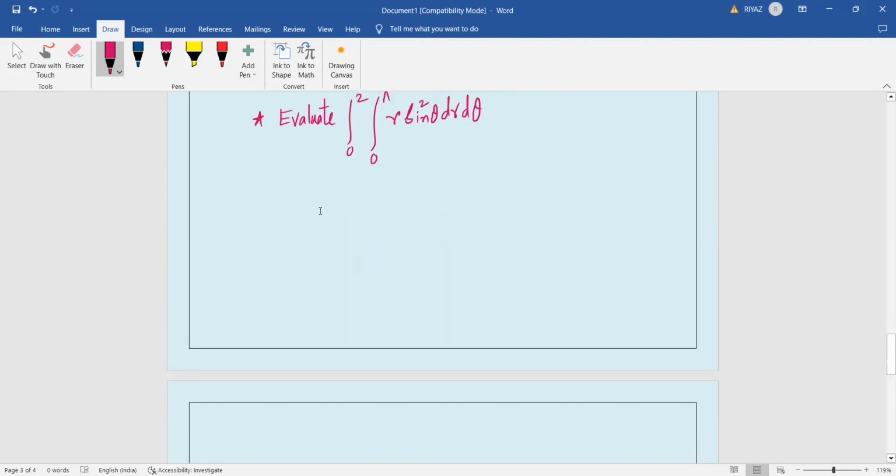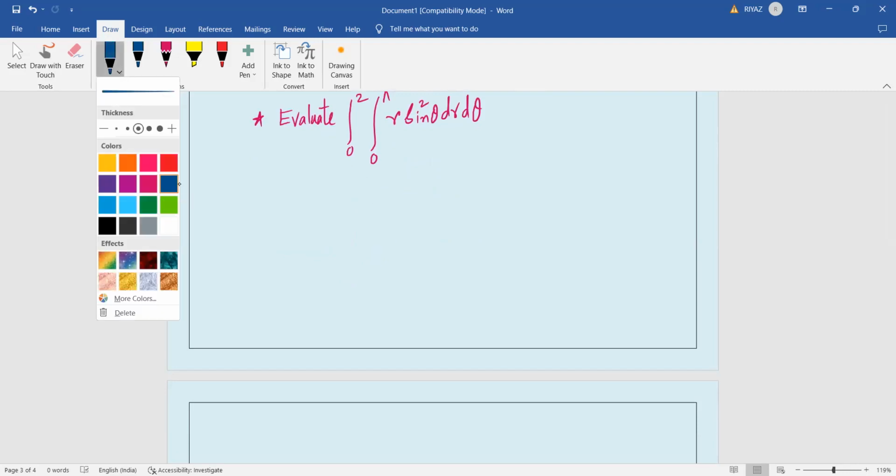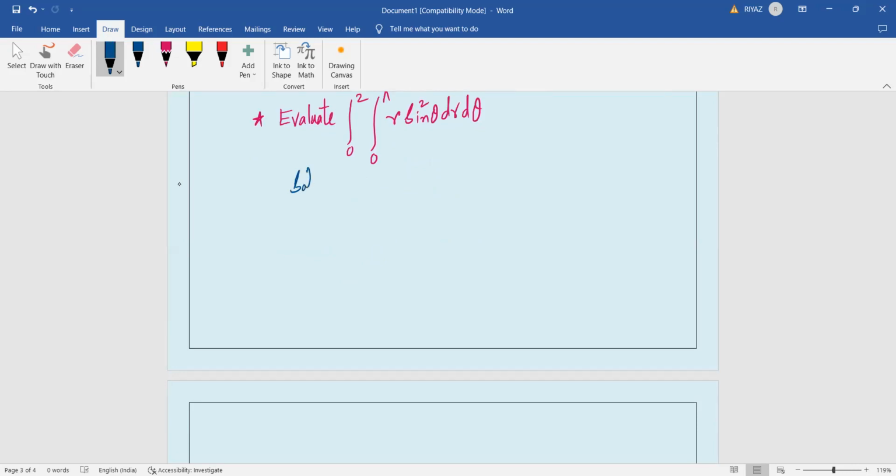The solution is: our first step is always, let us take I is equal to the integral from 0 to 2, 0 to pi, r sin square theta.